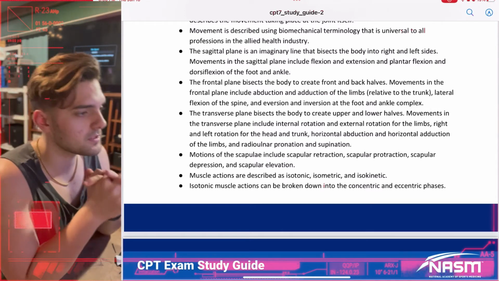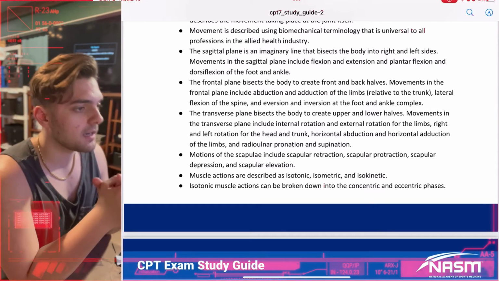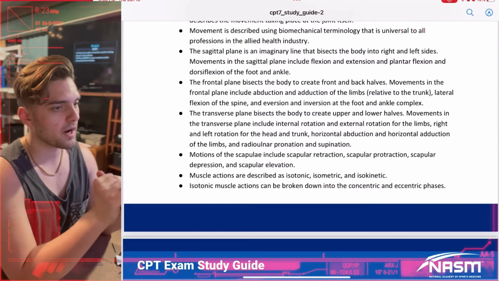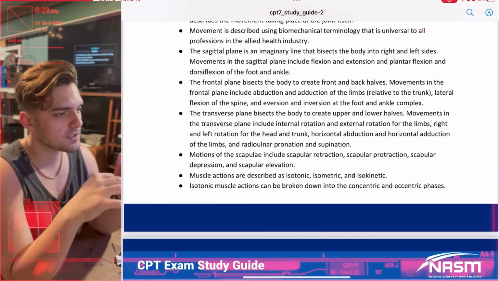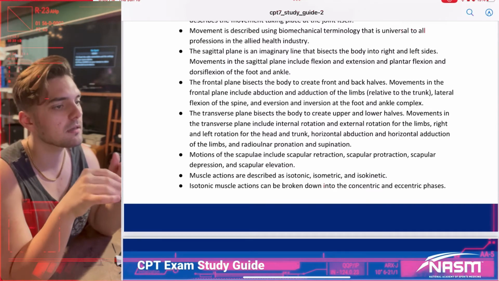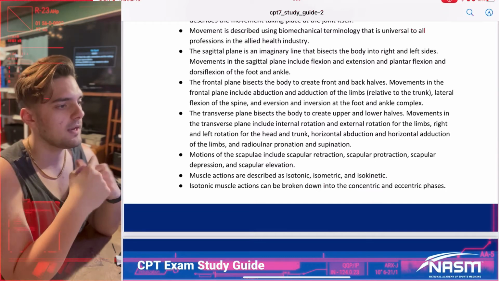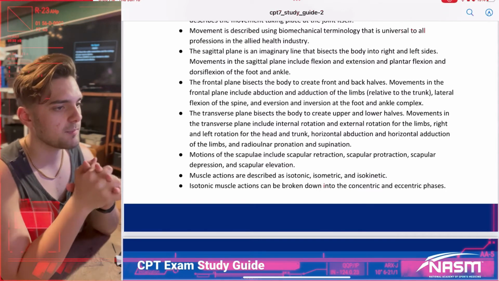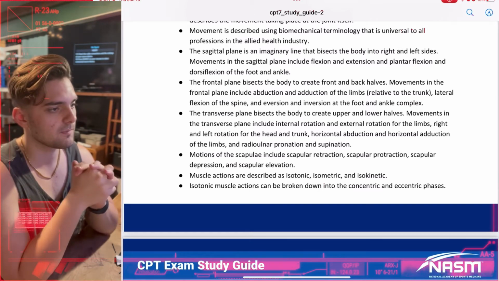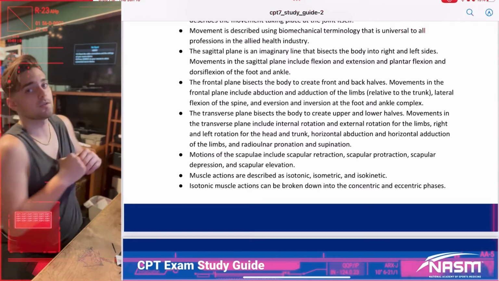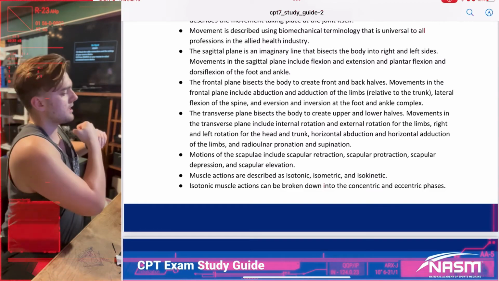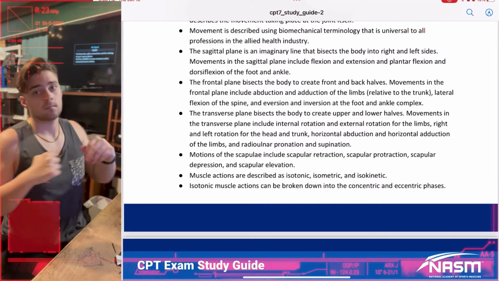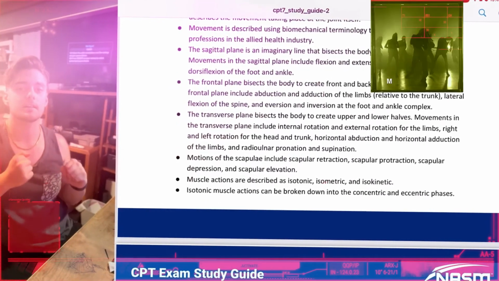All right, and now we'll go into the transverse plane, which bisects the body to create upper and lower halves. Movements in the transverse plane include internal rotation and external rotation of the limbs, right and left rotation of the head and trunk, and horizontal abduction and horizontal adduction. The key word is rotate. So this would be a transverse movement, and twisting movements like this are transverse.